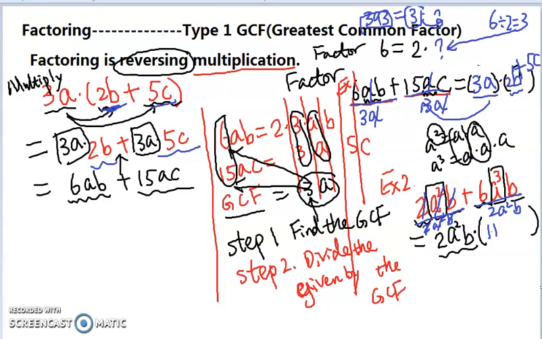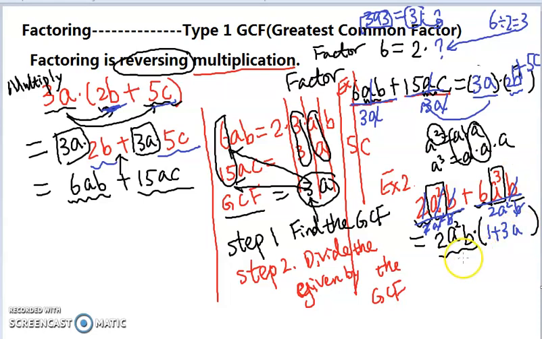Alright, now next, divide the next part. Plus 6 divided by 2, that's a 3. A cubed divided by A squared. By the formula we learned before, we subtract the exponent. So we get an A, and B divided by B, they cancel.